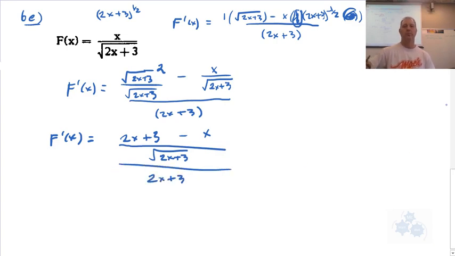Is it 2x plus 3 not squared on top? No, because it's a square root. It was a square root, so this is not squared. See that the root is gone.